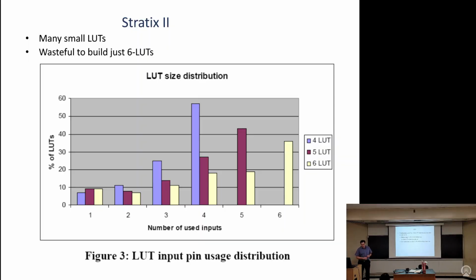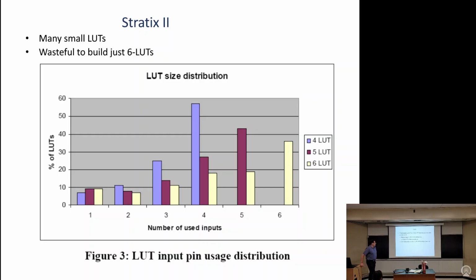Okay, so the idea was motivated by this, right? When we build 6 LUTs, we use lots of them as 5 LUTs and 4 LUTs, but we waste all that extra circuitry. When you use a 6 LUT as a 4 LUT, you basically use 1/4 of its SRAM. You've got all this other SRAM and this big mux tree, and you're using basically 1/4 of it. So it feels a bit wasteful.